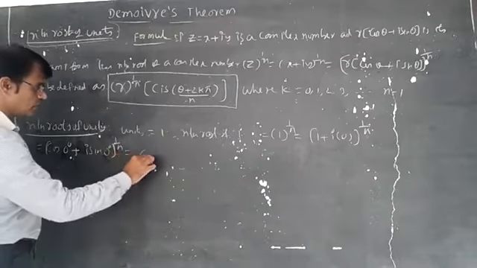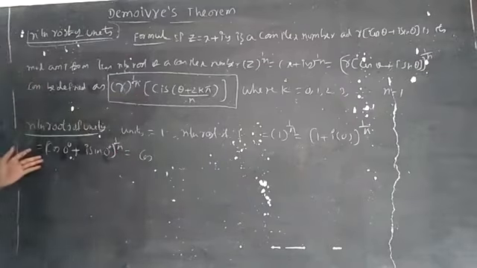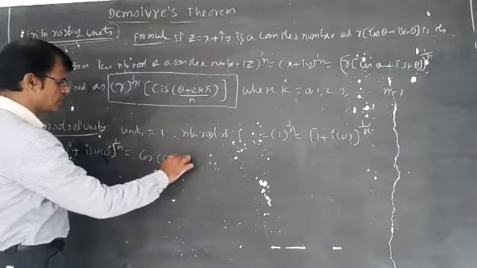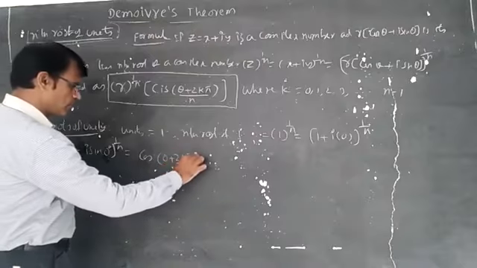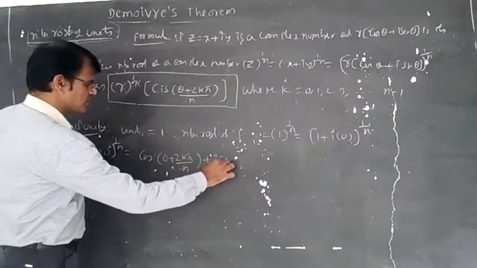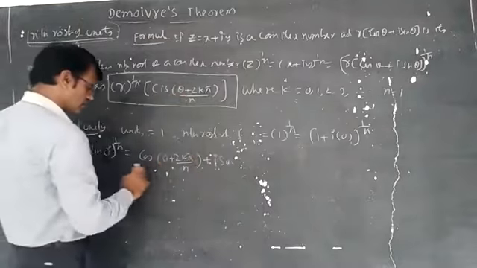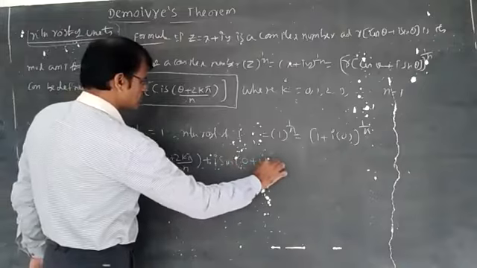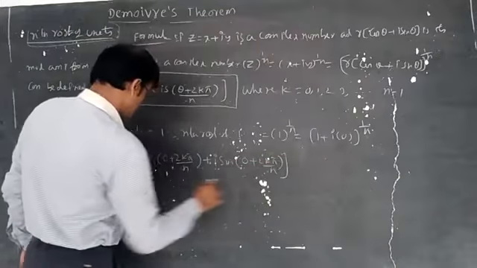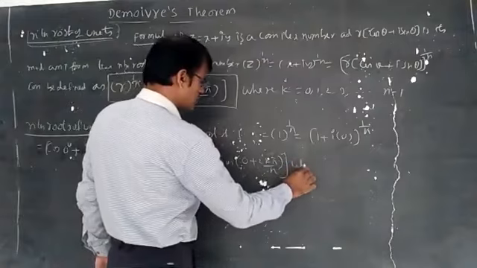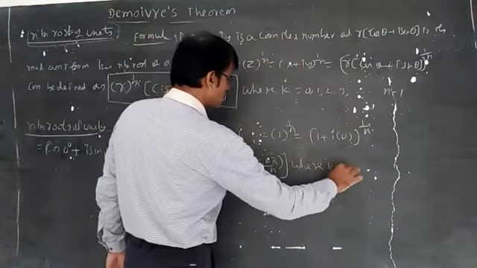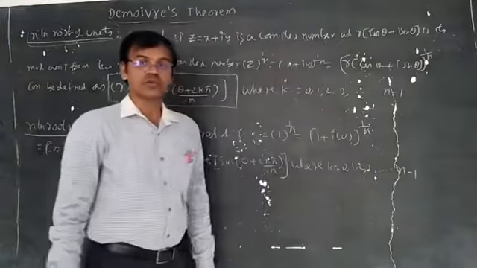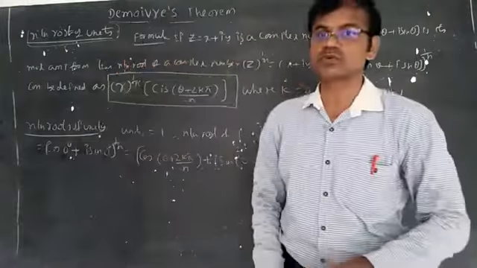That is equal to, using this formula, r power 1 by n, but there is no r. So directly you can write cos of 0 plus 2k pi by n, plus i sin of 0 plus 2k pi by n, where k is equal to 0, 1, 2, 3, and so on up to n minus 1. So 1 has this many nth roots.